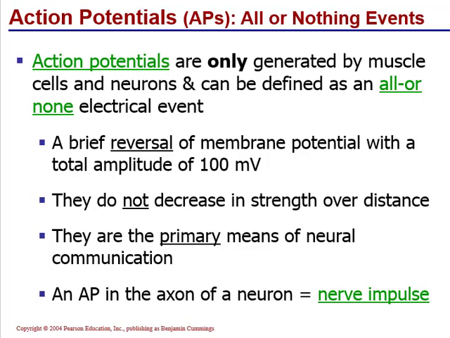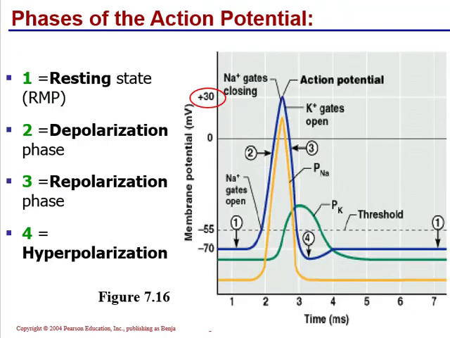They do not decrease in strength or peak height over distance. They are the primary means of neural communication in the brain and to the body. And an action potential traveling along the axon is what we call a nerve impulse. There are 3 main phases of an action potential.